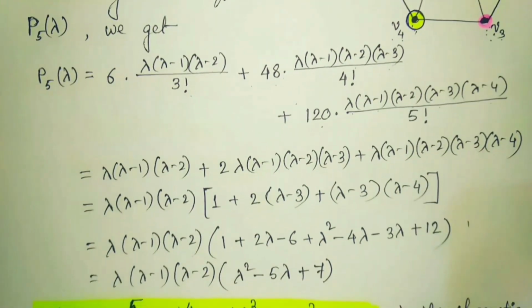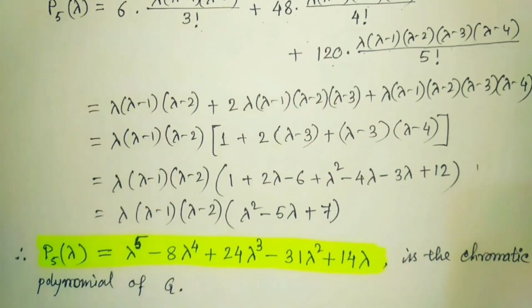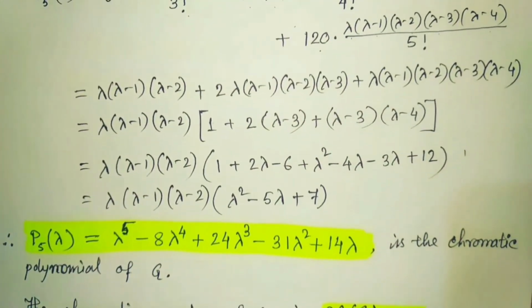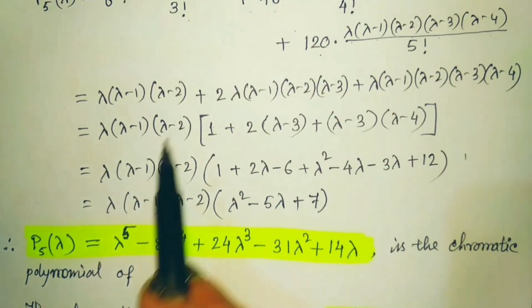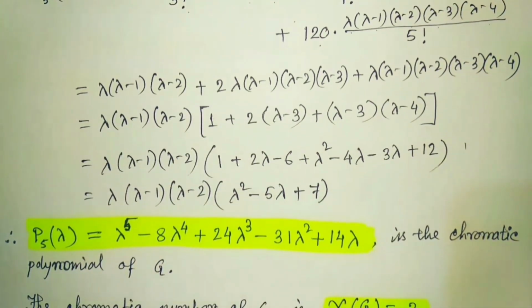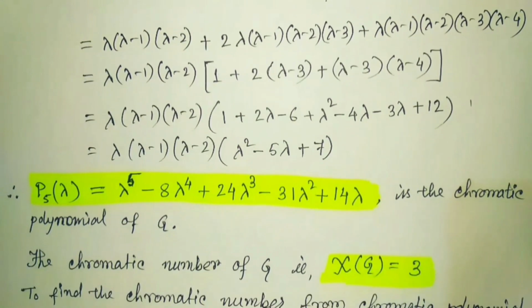Now if we simplify this, then after simplification we find the polynomial. Here is the simplification, and the polynomial is lambda to the power 5 minus 8 lambda to the power 4 plus 24 lambda cube minus 31 lambda square plus 14 lambda. This is the chromatic polynomial of G.